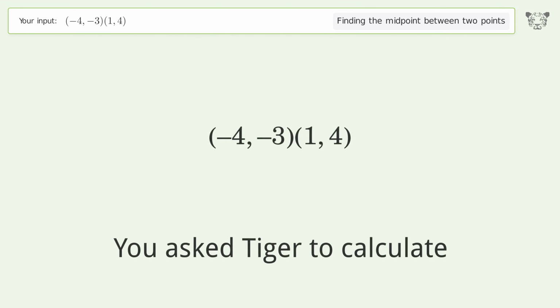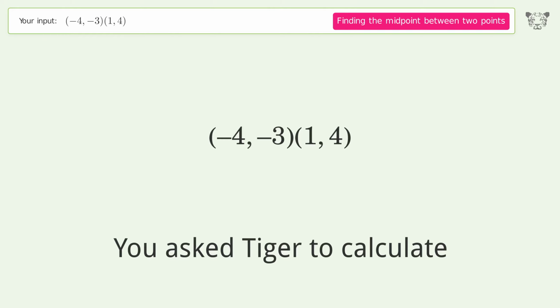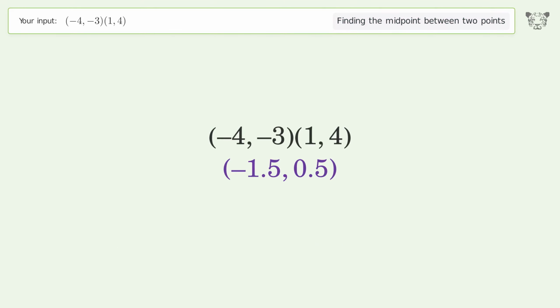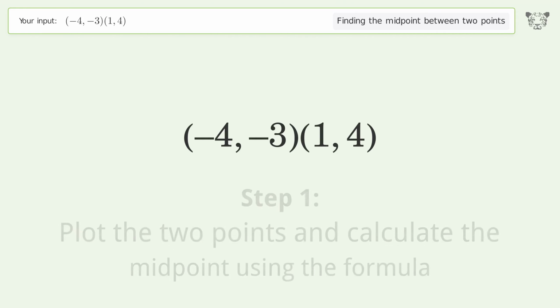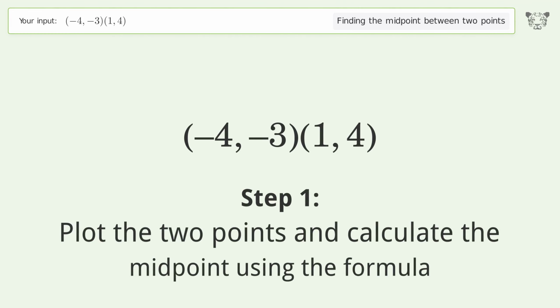You ask Tiger to calculate. This deals with finding the midpoint between 2 points. The midpoint between the 2 points is negative 1.5, 0.5. Let's solve it step by step. Plot the 2 points and calculate the midpoint using the formula.